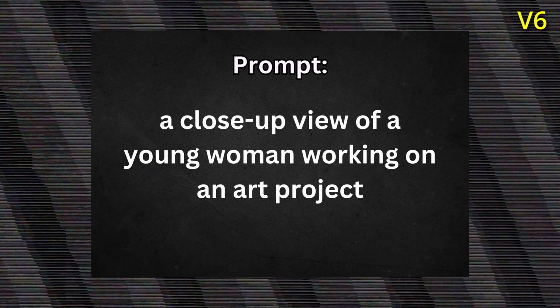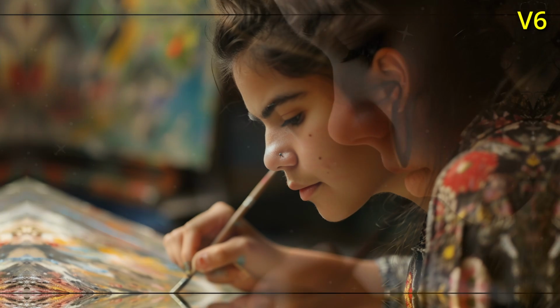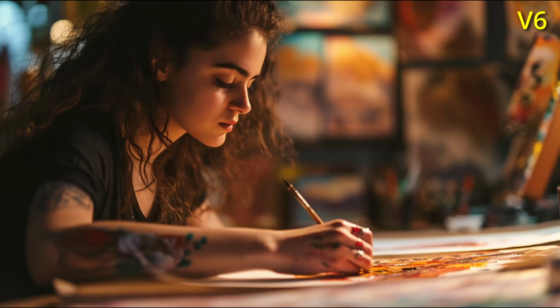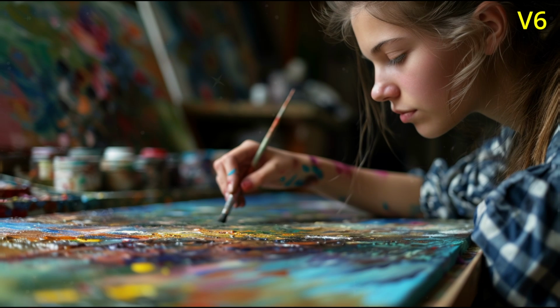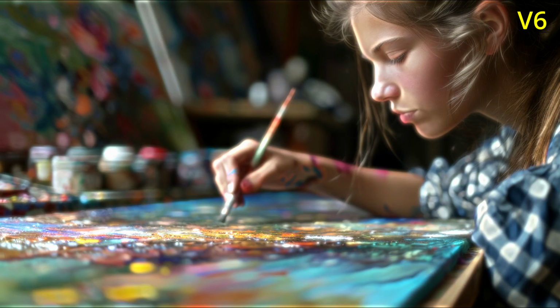Here are 4 variations of a close-up of a young woman working on an art project. Notice that in this early release of version 6, her hands are holding art tools correctly. This was neither the case in version 5.2, nor in other AI art programs. I also love how the AI placed art colors realistically smeared on the artist's arms and hands.